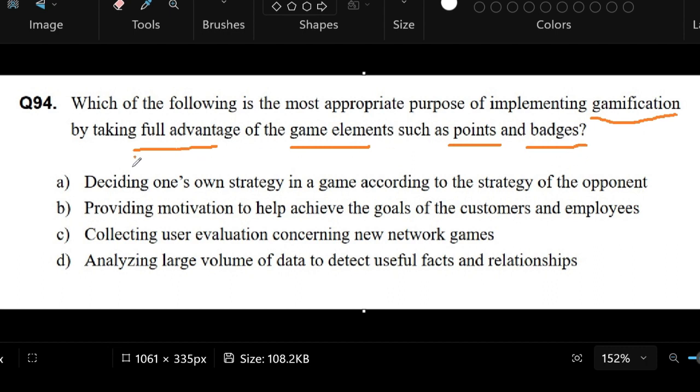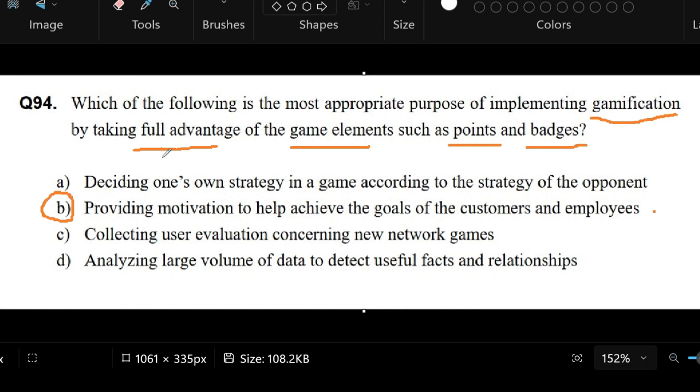We can move on to letter B, just in case there's something much more apt for gamification, the word gamification, the use of points and badges. Providing motivation to help achieve the goals of the customers and employees. I think this is the best answer, and I think I was able to get this answer right away, and later on we'll see why.